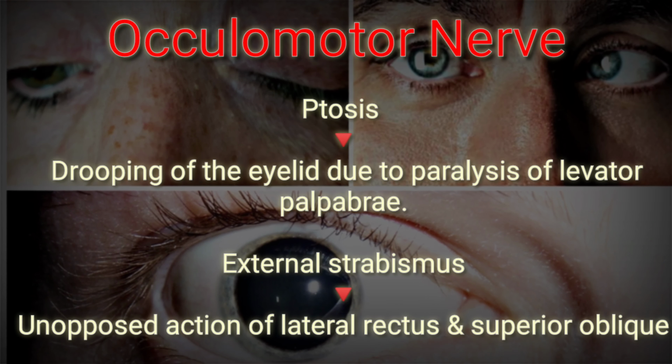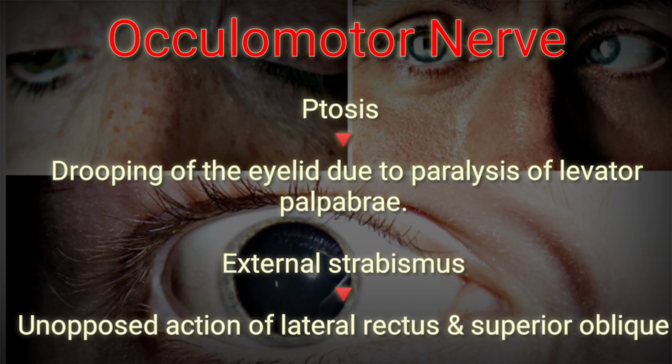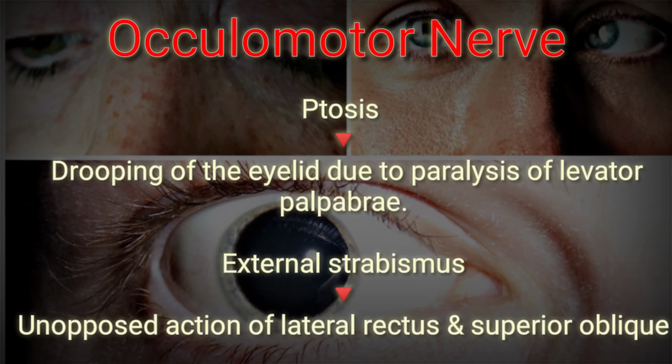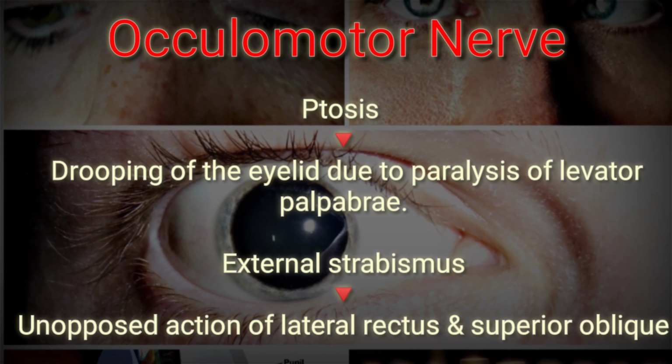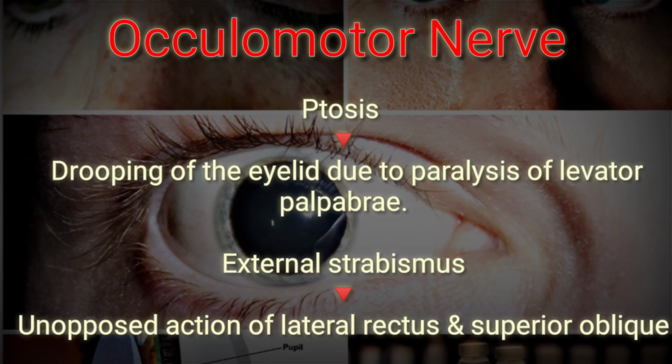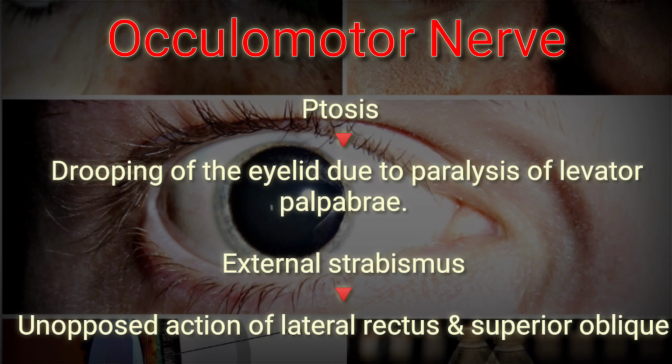The next one is oculomotor nerve. The applied anatomy: oculomotor nerve may undergo complete or incomplete lesions. Complete lesions of oculomotor nerve leads to ptosis, that is drooping of the eyelid due to the paralysis of levator palpebrae.